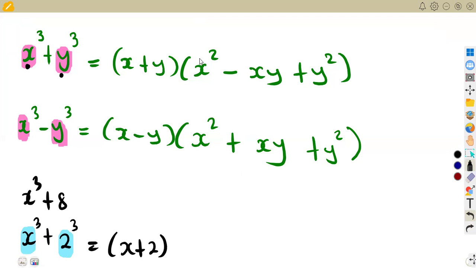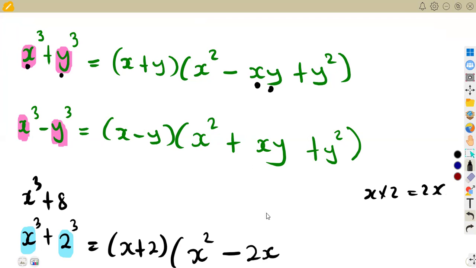Then the first term squared, which is x squared, minus the product of the first term and the last term. That is x times 2, which gives us 2x, with a negative there. Plus the last term squared. Our last term is 2, so that is 2 squared, and 2 squared is 4. So we have factorized this.